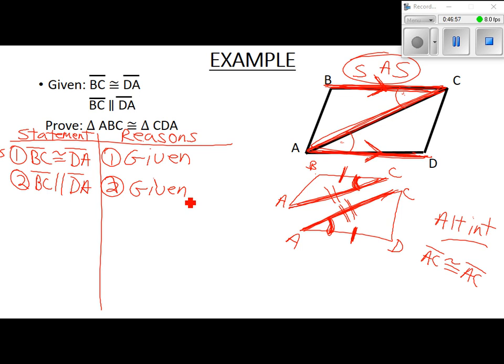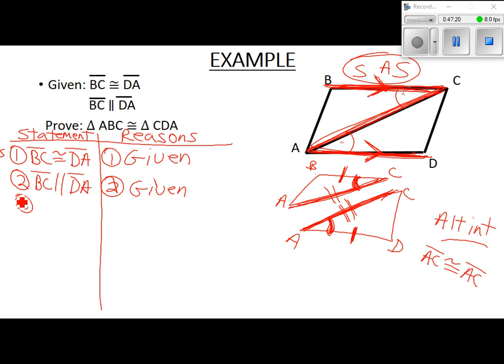Parallel. As soon as you see that you have parallel lines, what should the next thing you think of be? Alternate interior angles. As soon as you see parallel lines, probably the next thing we're going to put in our two-column proof is alternate interior angles. About 99% of the time, that's the way it's going to be on these.